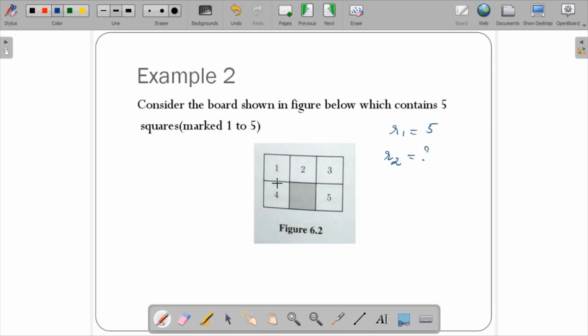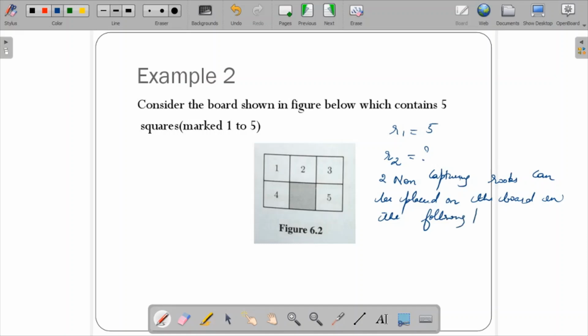For R2 you have to find the pairs, right? So we know that 2 non-capturing rooks can be placed on the board in the following positions. Okay, just write: 2 non-capturing rooks can be placed on the board in the following positions. For these following positions you should find.